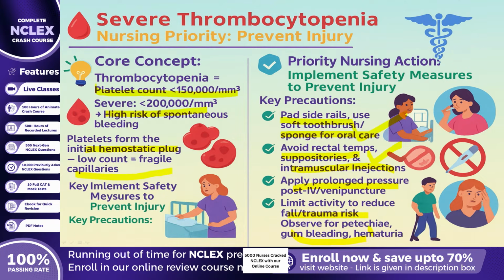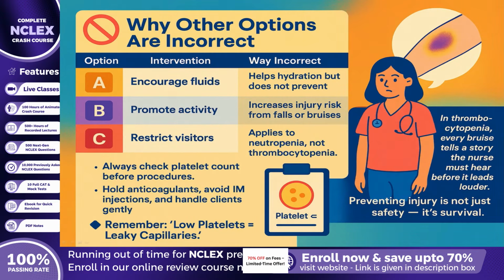Vigilant observation for petechiae, ecchymosis, gum bleeding, hematuria, or headaches, potential indicators of intracranial bleeding, is vital. Nurses should educate clients to immediately report headaches, visual changes, or confusion, as these may signal cerebral hemorrhage requiring emergency action. Moving on to the incorrect responses.